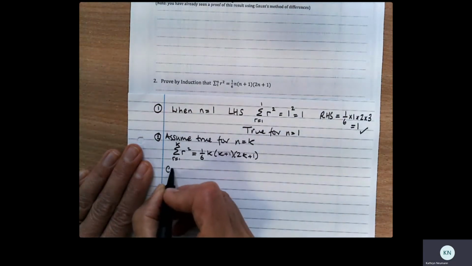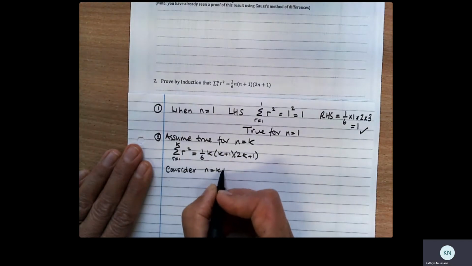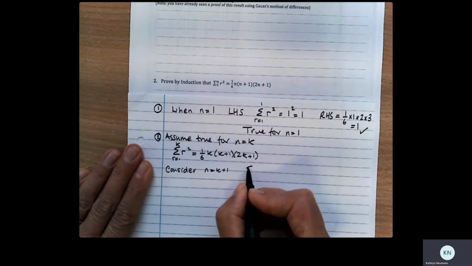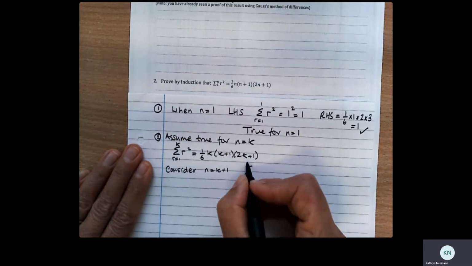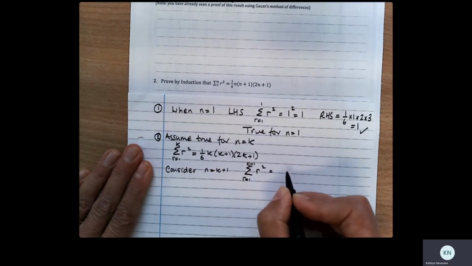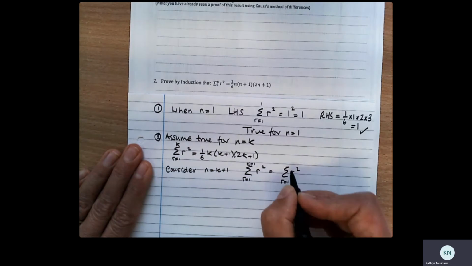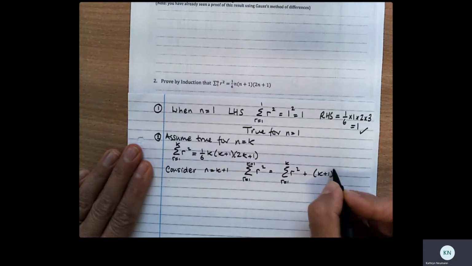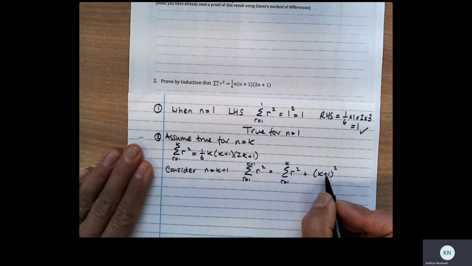Now we consider what happens when n equals k plus 1. So when n equals k plus 1, we're looking at the sum of r squared from r equals 1 up to k plus 1. Now that's going to be the sum of the r squareds from r equals 1 up to k, plus k plus 1 squared, because that's the extra term that you would have to add on.